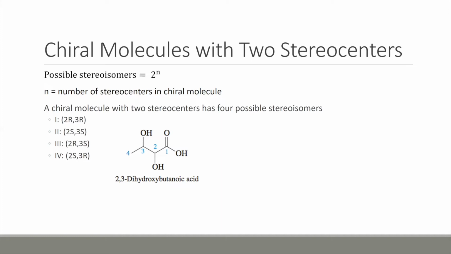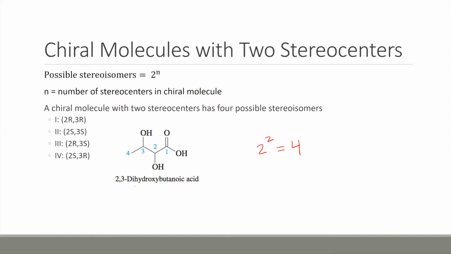So how many different isomers, different rearrangements in space, so different R or S configurations, using this simple equation, which is 2 raised to the n, where n is the number of stereocenters in a chiral molecule. So for example, a chiral molecule with 2 stereocenters has 4 possible stereoisomers. That's 2 to the 2, which equals 4. And here are those different combinations.